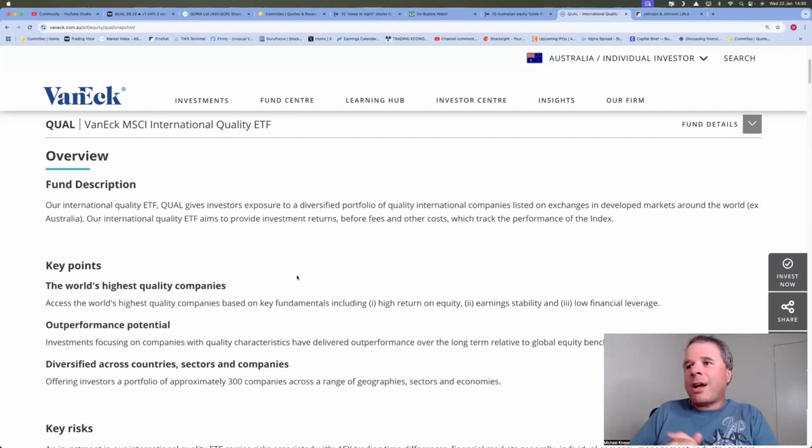So three criteria here. I definitely would have high return on equity in one of my criteria, but I do prefer revenue growth. I want to see revenue growing through time, and I do like to see gross profit margins at least stable, if not growing through time. So a little bit different, my definition of high quality, than VanEck.